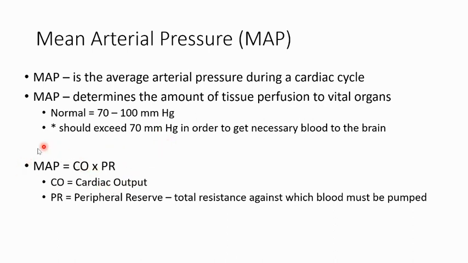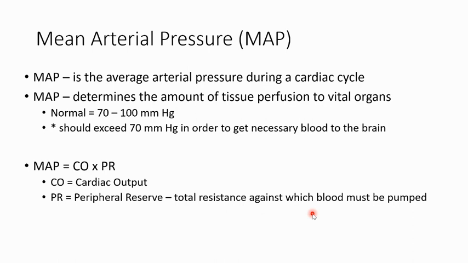The formula for mean arterial pressure is cardiac output times peripheral resistance. So, what is the formula for cardiac output? Heart rate times stroke volume, and then you add in the times peripheral resistance, and that gives you your mean arterial pressure. Now, what is peripheral resistance? Total resistance against which blood must be pumped.